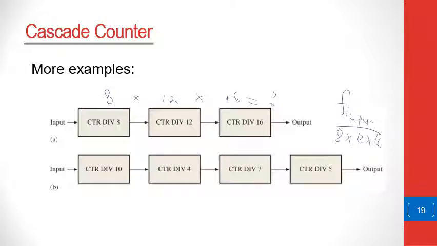The same thing will apply here. So this would be a mod 10 times 4 times 7 times 5 counter. And the frequency of the input is going to be divided by 10 times 4 times 7 times 5.